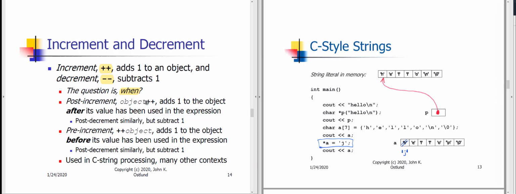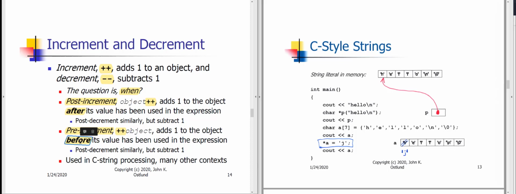It turns out that it depends on which side of the object you type your increment or decrement operator on. If you type the plus plus after the name of the object, this is what's called a post-increment, and it causes the object to be incremented by 1 after the original value of the object has been used in the statement. On the other hand, if you put the plus plus in front of the object, this creates what's called a pre-increment, and it increments the value of the object before the resulting modified value is used in the expression.